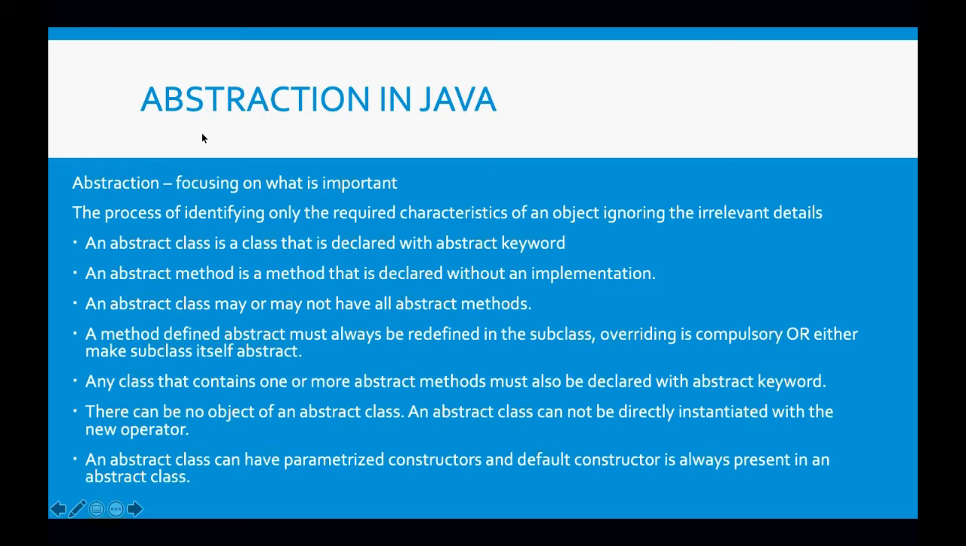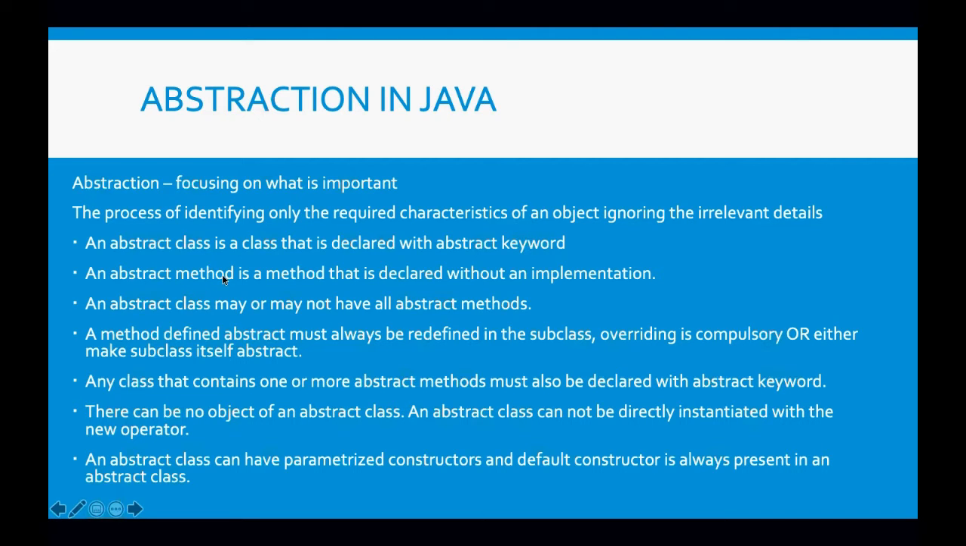Abstraction is basically focusing on what is important, so hiding details and focusing on what is important. This is the process of identifying only the required characteristics of an object and ignoring the irrelevant details, because it will be identified later. So an abstract class is a class that is declared with the abstract keyword.